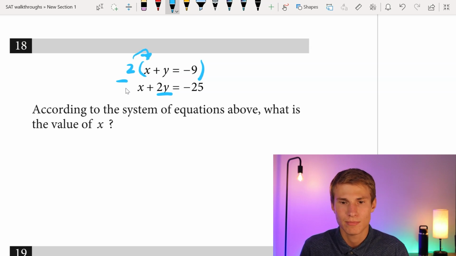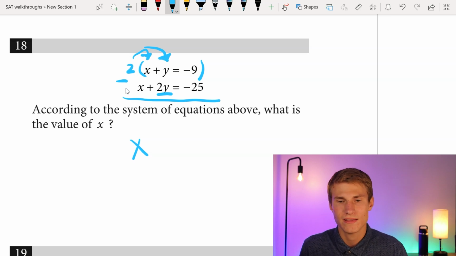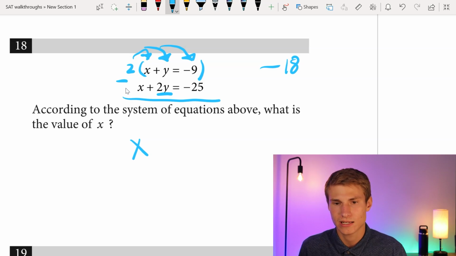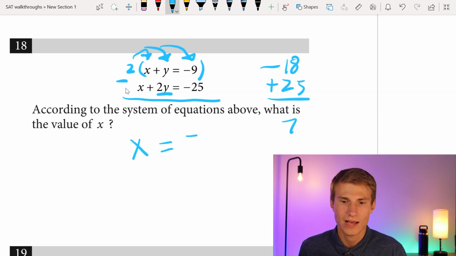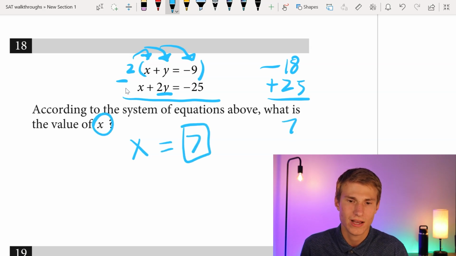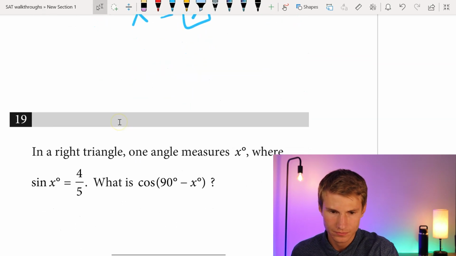So I'm going to have 2X minus X. That's going to leave me with X. I'll have 2Y minus 2Y. That's going to get rid of my Y's. I'll have 2 times negative 9, which will leave me with negative 18. And then I'll have negative 18 minus negative 25, which becomes plus 25, thus leaving me with 7. Therefore, X will equal 7. I see I'm asked for the value of X. My answer there is going to be 7.